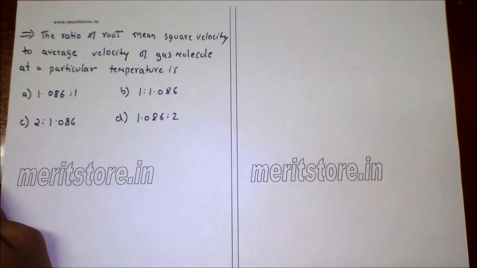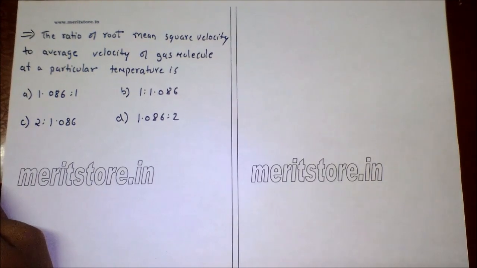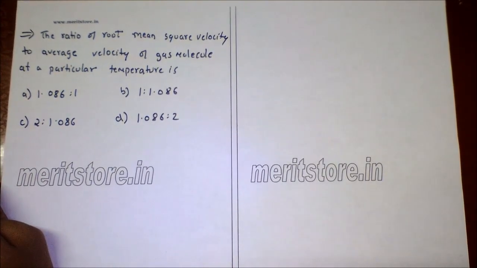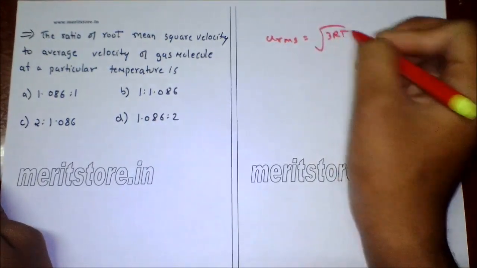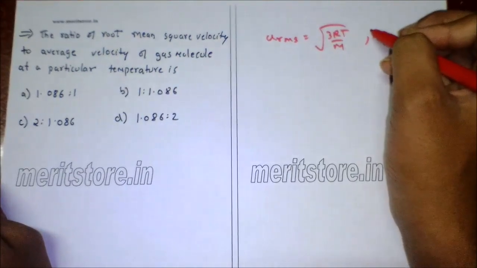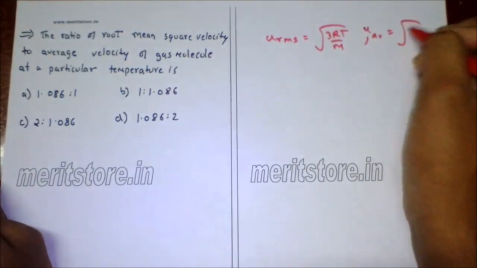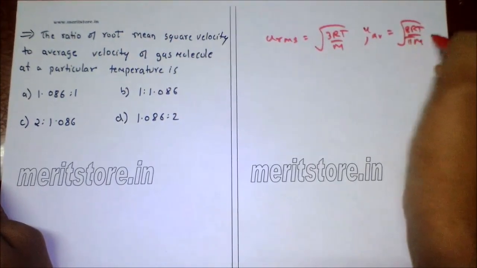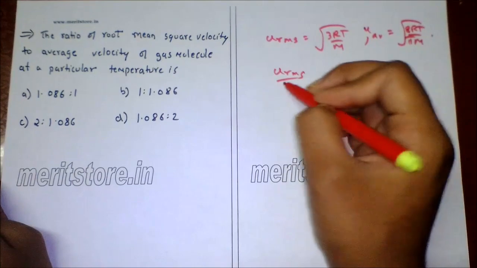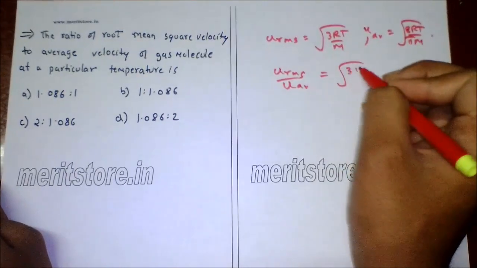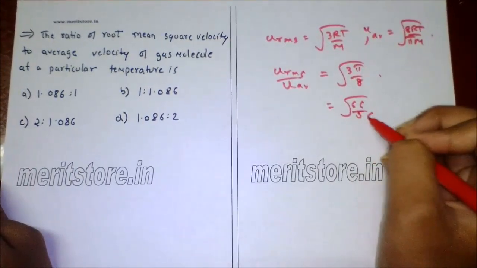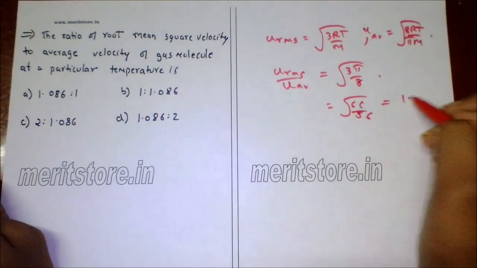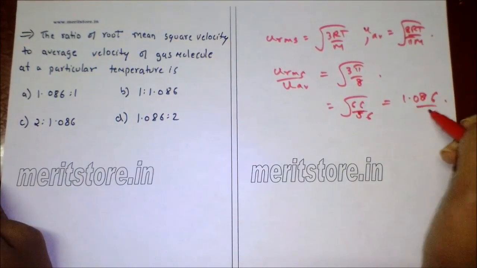The ratio of root mean square velocity to average velocity of gas molecule at a particular temperature is. So RMS velocity is equal to root of 3RT upon m, average velocity is equal to root of 8RT upon pi m. So the ratio comes out to be root of 3 pi upon 8. So on solving this we get 66 upon 56. So the ratio comes out to be 1.086 upon 1. So option A is the correct answer.